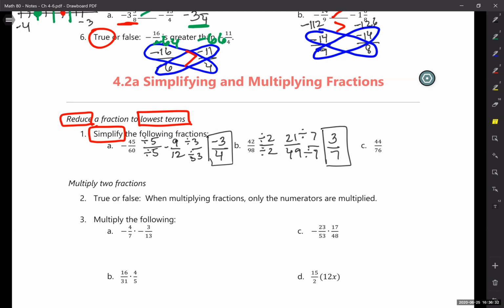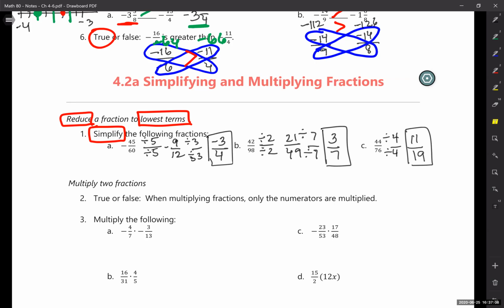Okay, last one. Well, 44 is 4 times 11. So let me just do a quick check. 76 divided by 4 on my calculator. And I got 19. Okay, so 4 goes into both of these numbers. Maybe I would have started at 2 if I didn't have my calculator handy. Doesn't matter, but I get 11 on the top and then 19 on the bottom. Those are both prime numbers. Nothing goes into them. So that is our final answer.